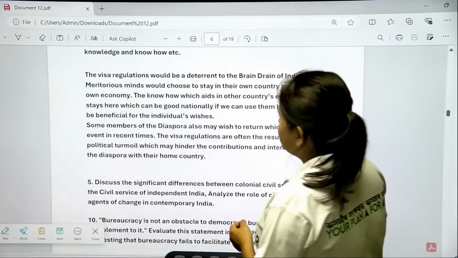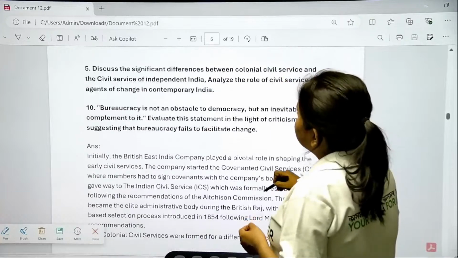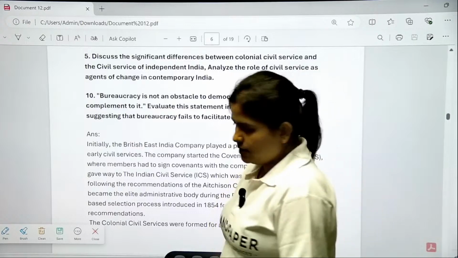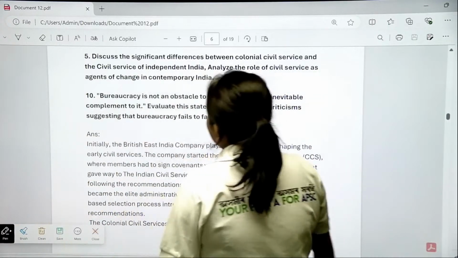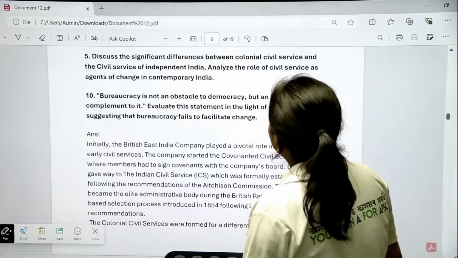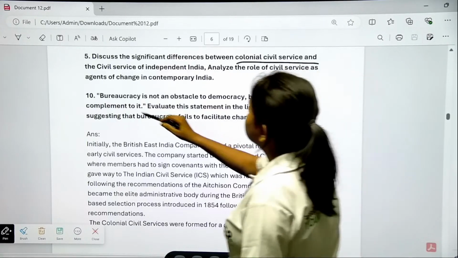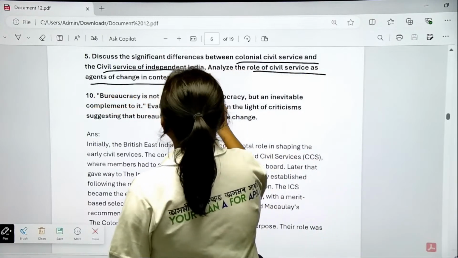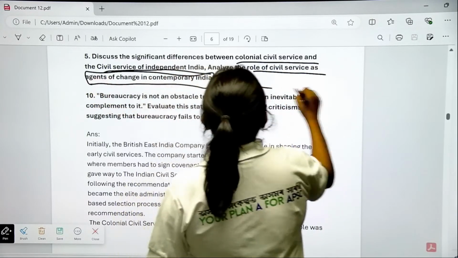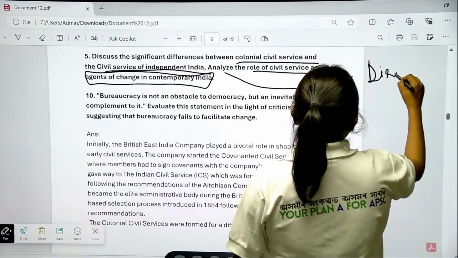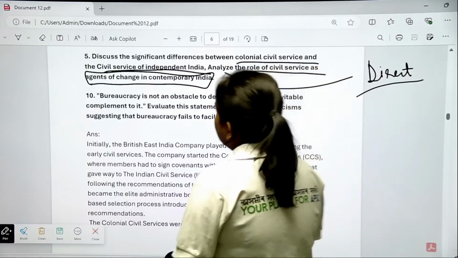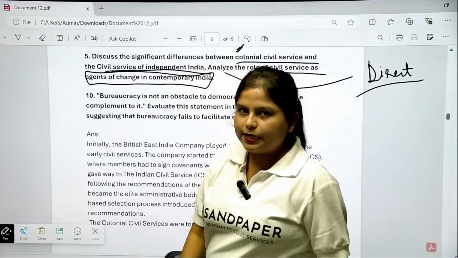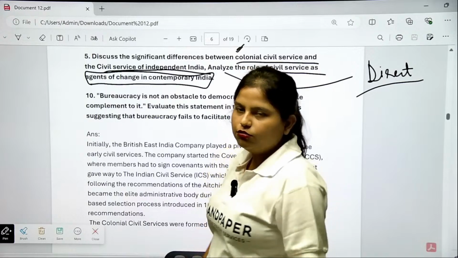We have looked at question number 4 and question number 13. Question number 5 and question number 10 are similar, with the same context of civil service. Question number 5 asks: discuss the significant differences between colonial civil service and civil service of independent India, and analyze the role of civil services as agents of change in contemporary India. This was a direct question from our mains answer writing, where the colonial part was not asked, but how the civil service of independent India can be harbingers of change was asked.